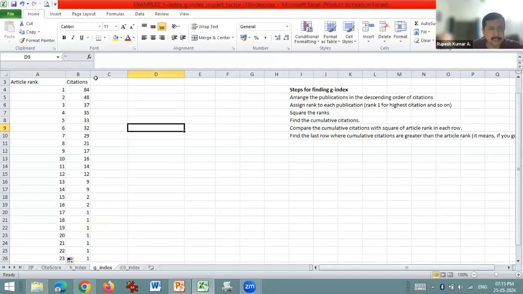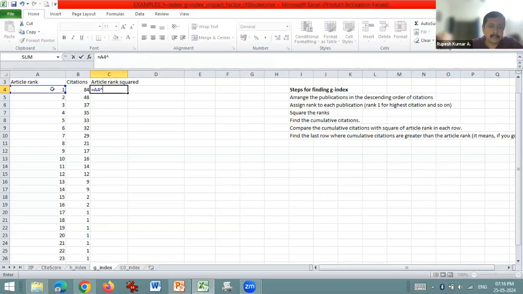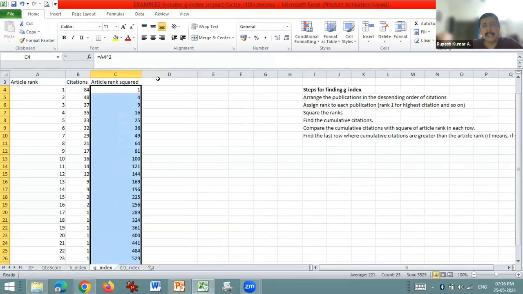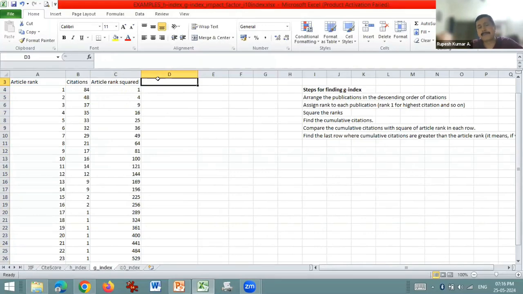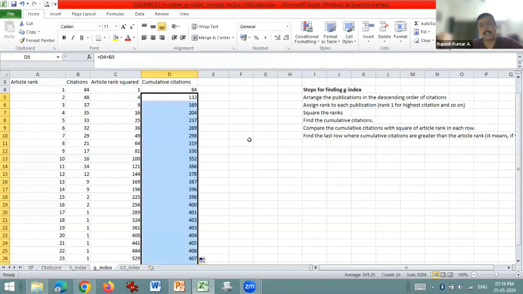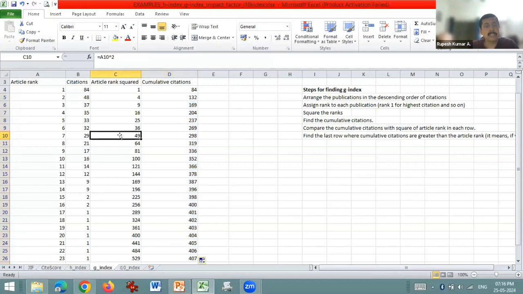For calculating G index, first we will square the ranks. Article rank squared. We want to square the rank, to the power of 2. So this is the article's rank squared. And against this, we are going to consider cumulative citations. That means we will add up the citations for every article. So I will find out the cumulative citations. Compare the cumulative citations with the square of the article rank.